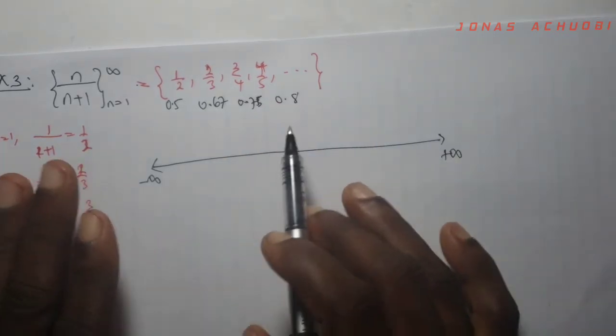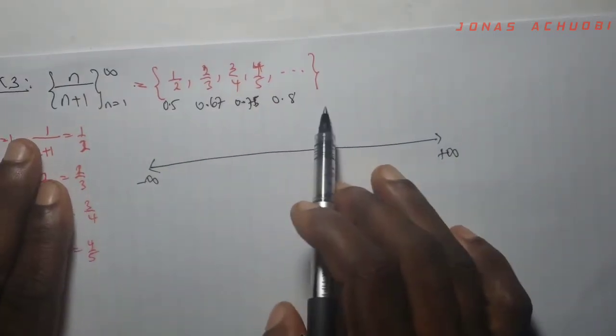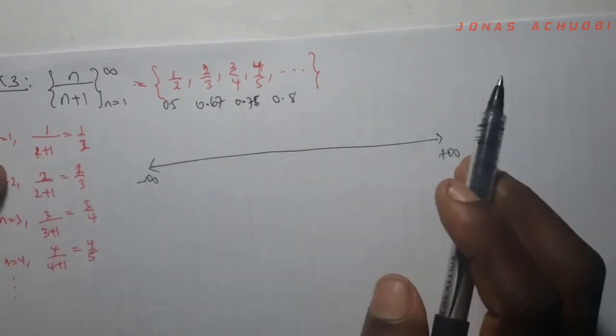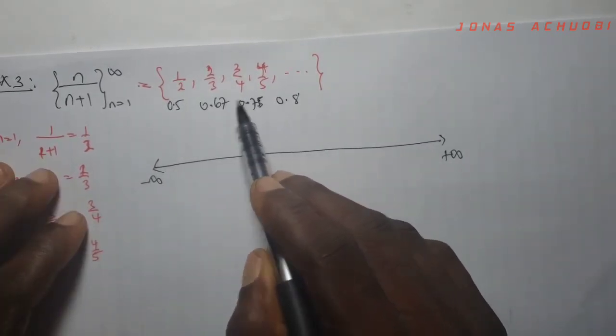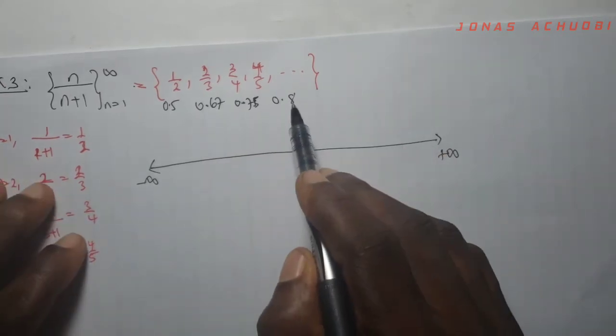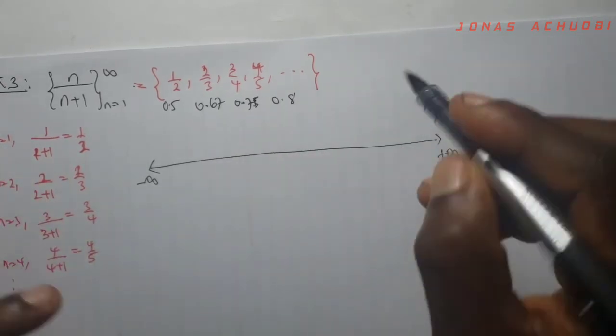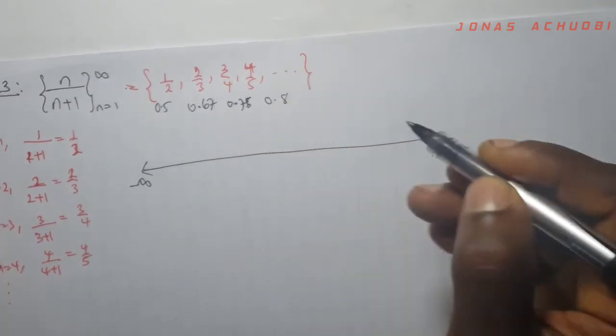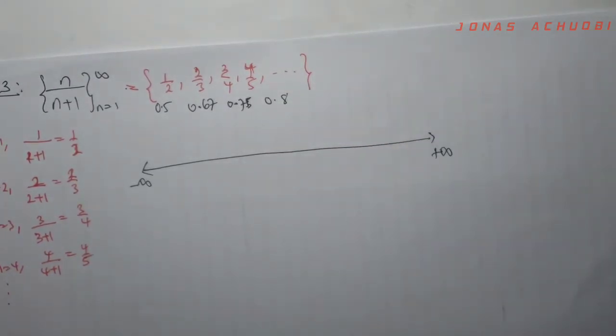Okay, so it's obvious now. It's clearer in decimal form which is greater. For example, 0.67 is bigger than 0.5, clear. 0.75 is bigger than 0.67, clear. 0.8 is bigger than 0.75, clear. Of course, the next term will be 5 over 6, and so on and so forth.